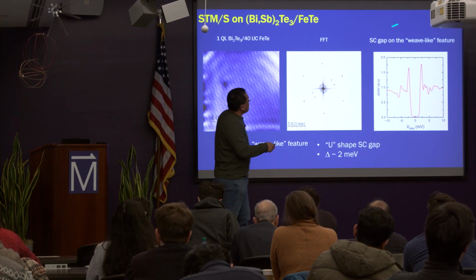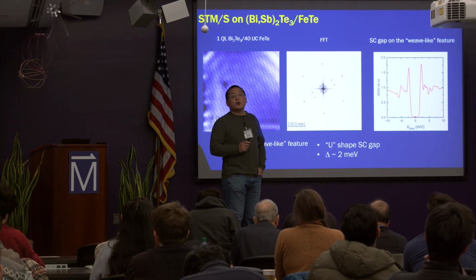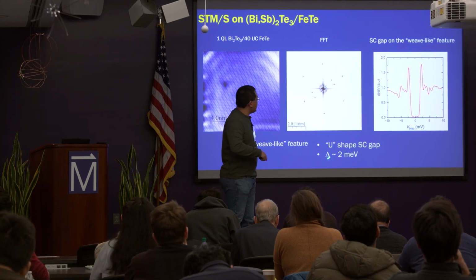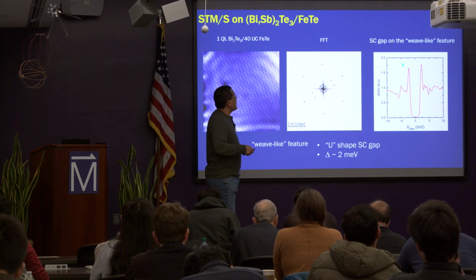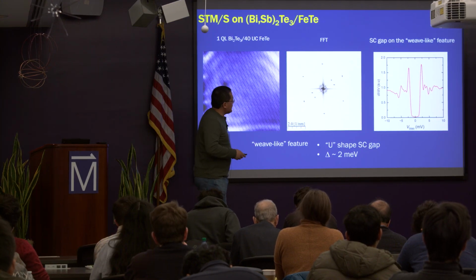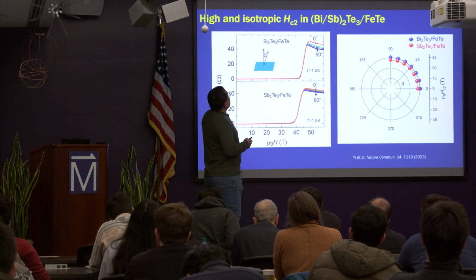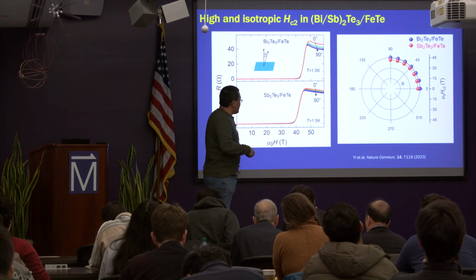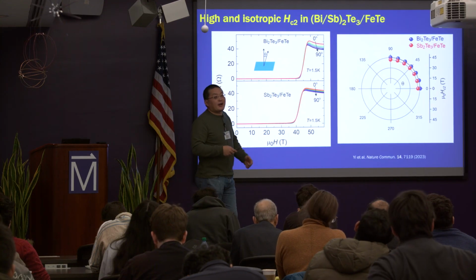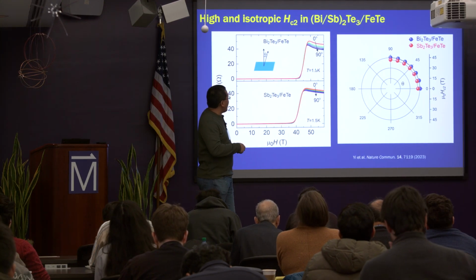And when we do the STM measurement, we see a really good U-shaped gap, and the superconducting gap is around 2 meV. The U-shaped gap is first realized in this system. And here we do the high magnetic field measurement. Here, the high magnetic field is pulsed. This high magnetic field measurement is done at Los Alamos.